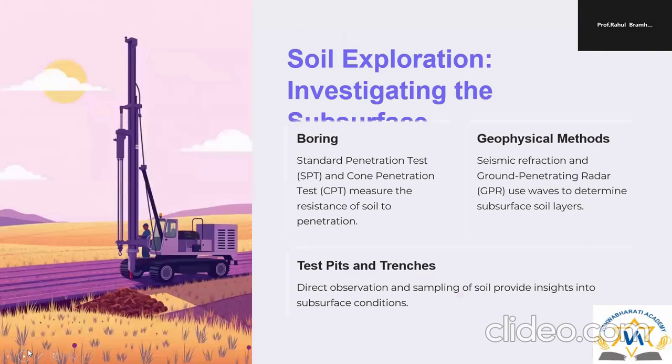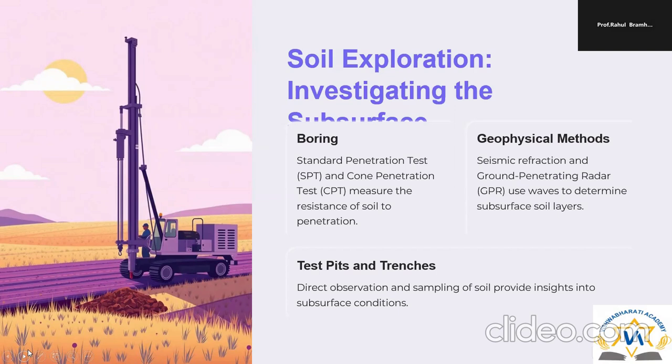In the next slide, we are studying soil exploration techniques. There are three important soil exploration techniques that we see in this slide. The first one is boring, the second is the geophysical method, and the next is test pits and trenches.